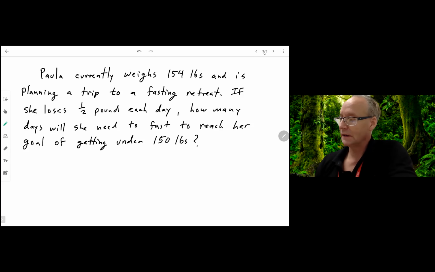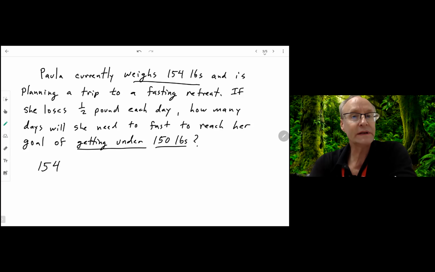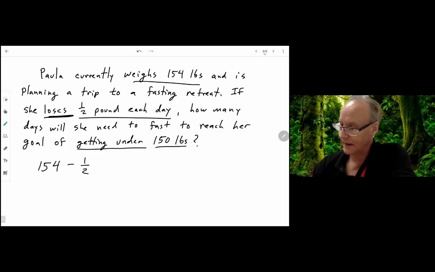Now this one, it's not appropriate to use an equation because she wants to be under 150 pounds. But it's important to know when she'll reach 150 pounds because then we'll know that it has to be less than that. So her current weight is our starting point. That's 154. And for every day she fasts, she's going to lose 1/2 pound. Now losing means that it's going to be subtracting 1/2 pound every day. And we want to know how long before she's under 150 pounds.